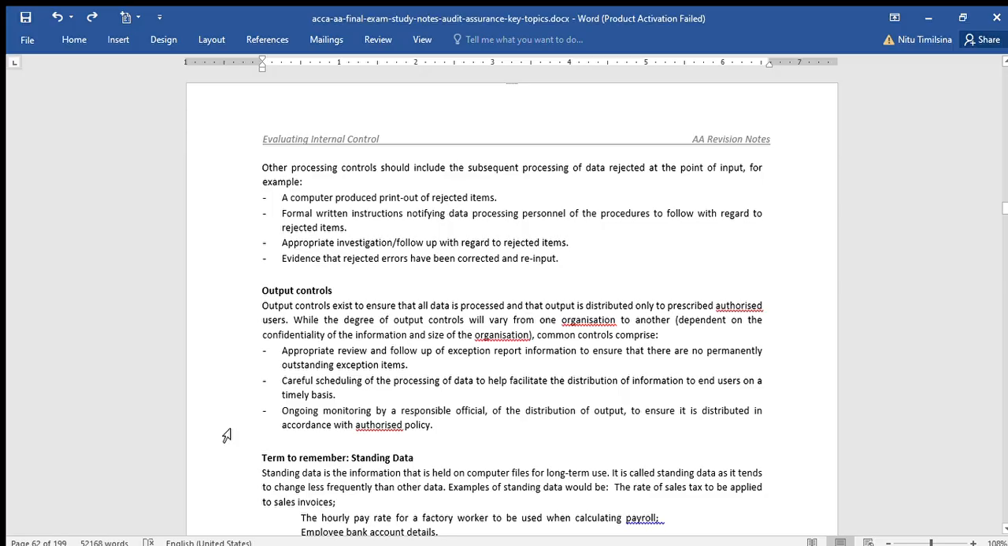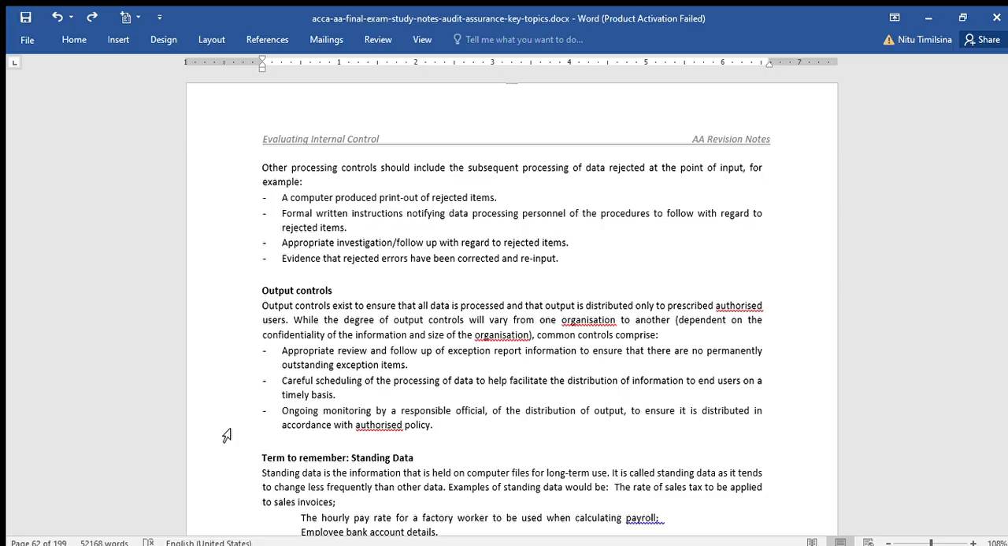Formal return instruction notifying data processing personnel of the procedure to follow, and other processing controls that should include the subsequent processing of data rejected at the point of input. For example, a computer-produced printout of rejected items. Formal written instruction notifying data processing personnel of the procedure to follow with regard to rejected items. Appropriate investigation or follow-up with regard to rejected items. Evidence that rejected errors have been corrected and re-input.